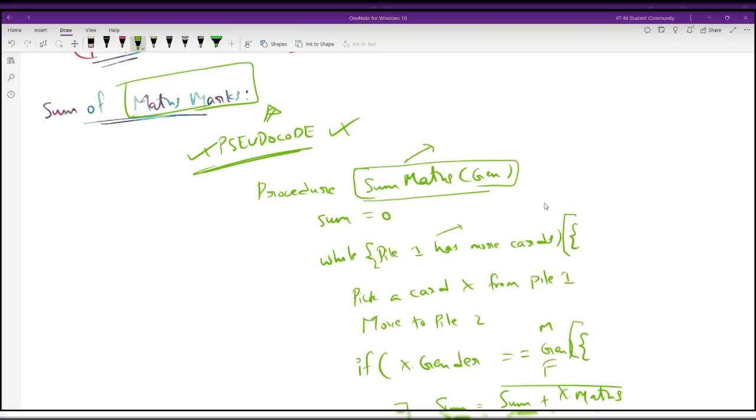See, the aim of this procedure is we wanted to find out the total maths marks of a gender. Let us not disclose the gender. It could be male or female. But this is the sole aim of this pseudocode. Okay, did you understand this?